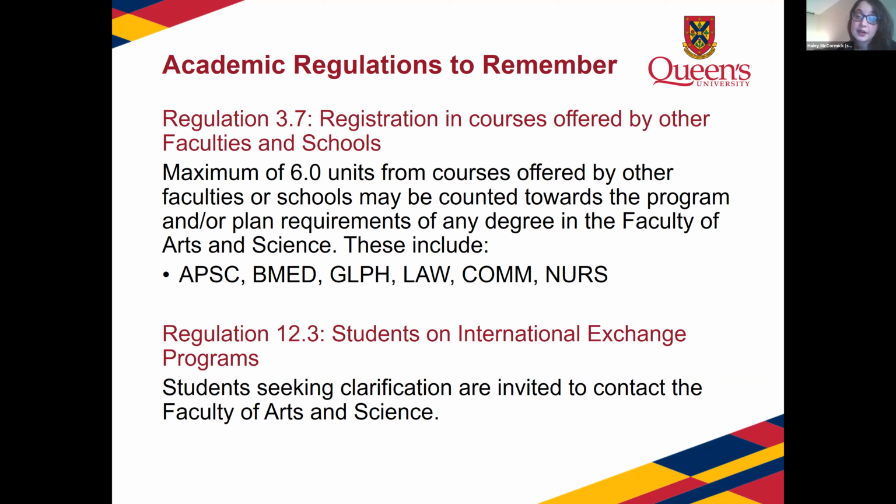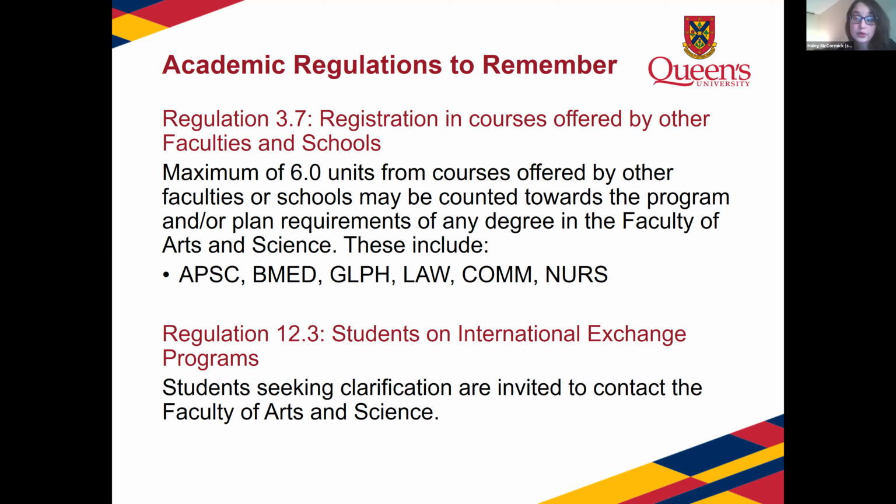Regulation 3.7 is an Arts and Science academic regulation that says that a maximum of 6 units from courses offered by other faculties or schools at Queen's may be counted towards the program and/or plan requirements of any degree in the Faculty of Arts and Science. So the important thing to note here is that maximum of 6 units. And we've got some examples down here. So that is a cap for your degree plan requirements.